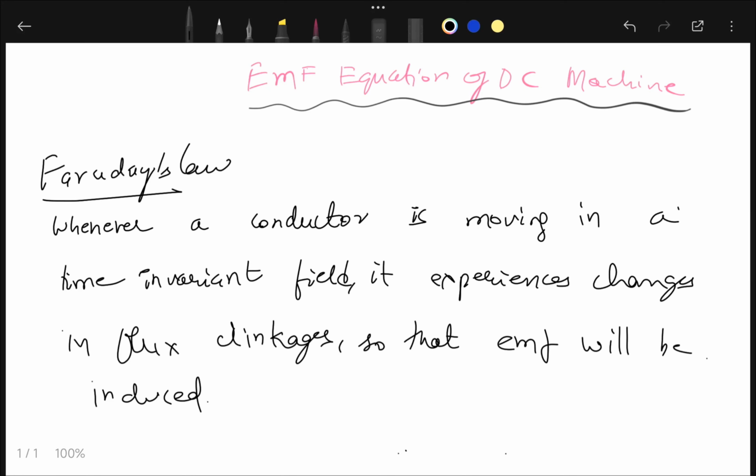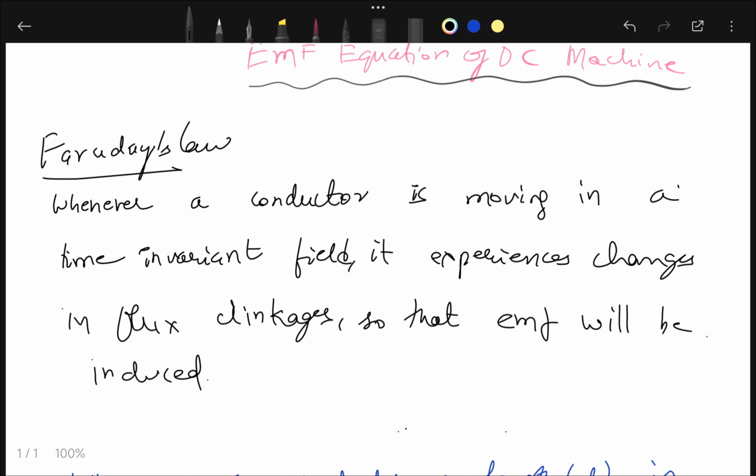Hi all, let us derive the EMF equation of a DC machine today. As we know, a DC machine operating as a generator depends on Faraday's laws of electromagnetic induction. So what is Faraday's law? Whenever a conductor is moving in a time invariant magnetic field, it experiences changes in flux linkages so that EMF will be induced. Now I'll slightly modify this Faraday's law and apply it to the DC generator.